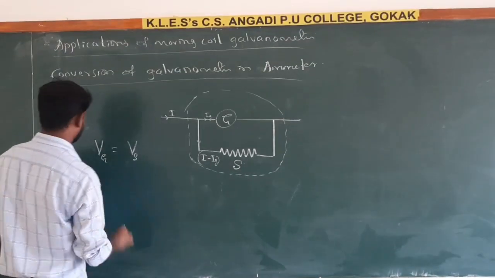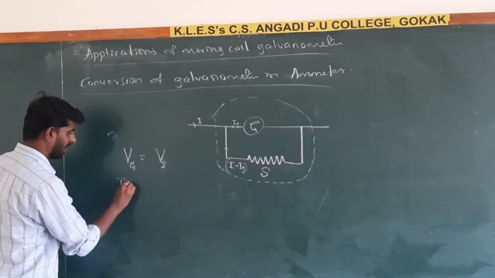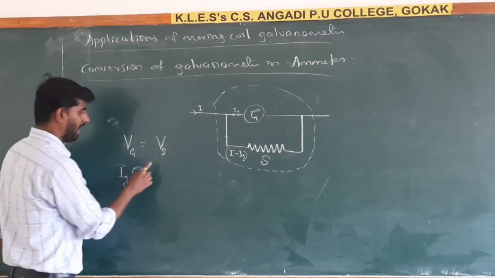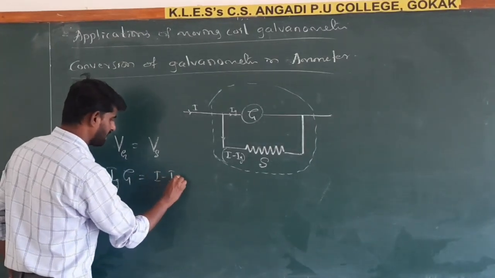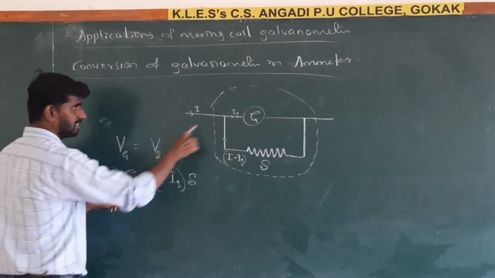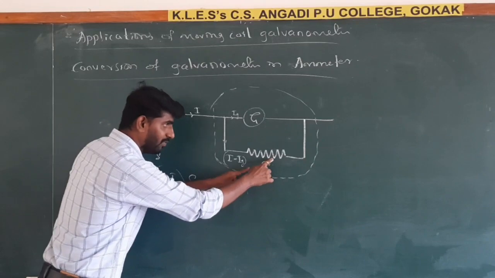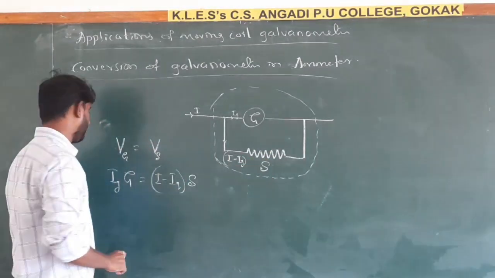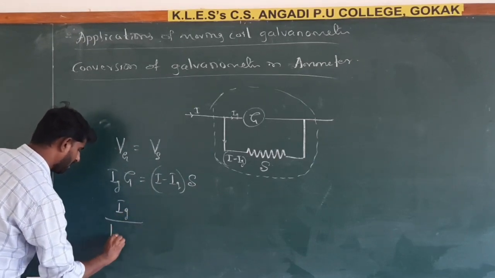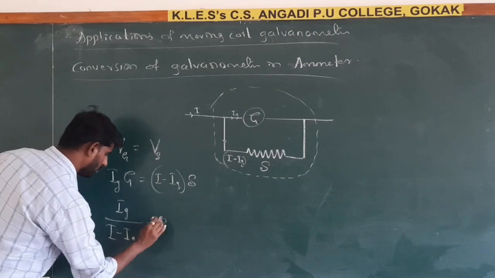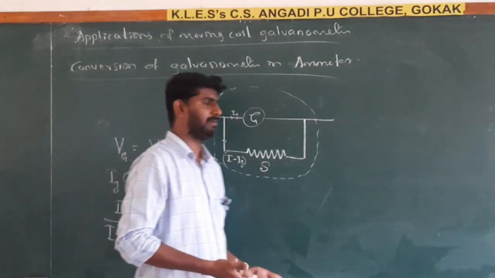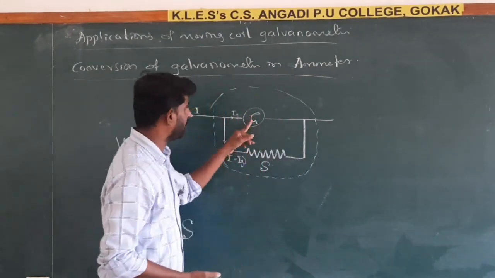So how do you write the V value? You can write it as current times resistance. Ig times G, where G is the resistance of the galvanometer, equals I minus Ig times S, where S is the resistance of the given parallel resistor. So S is equal to Ig divided by I minus Ig into G.